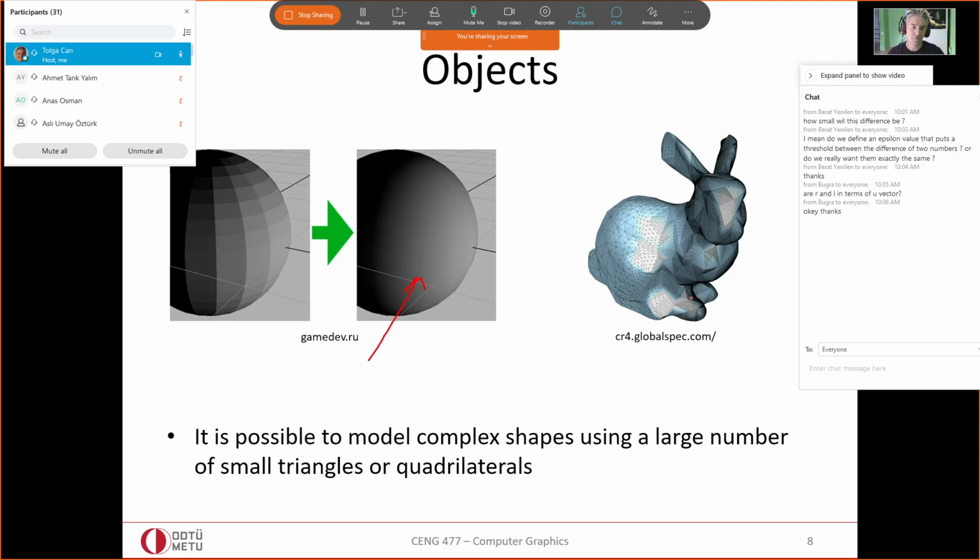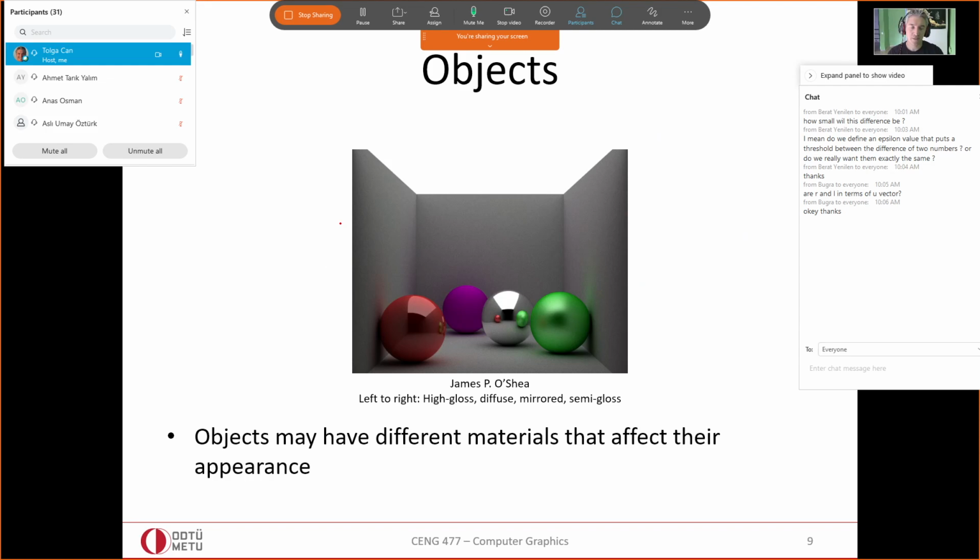So some objects will contain many triangles, some less. And the objects will also have different materials. For example, you see here 4 spheres, each of which is different. This one is really matte, the purple one. It has no specular reflection on it.